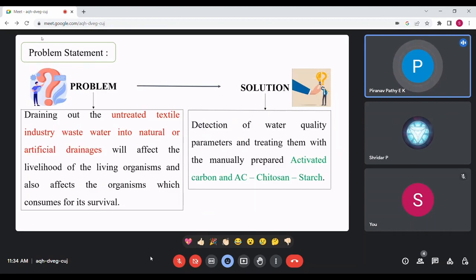Here is the problem statement: untreated textile wastewater is discharged into the rivers and ponds. The solution, as I have already said, is that we have manually prepared pellets, and likewise powder, from the three materials using different ratios.